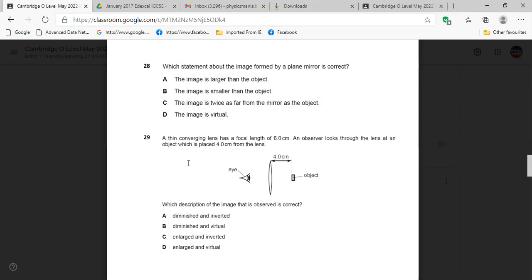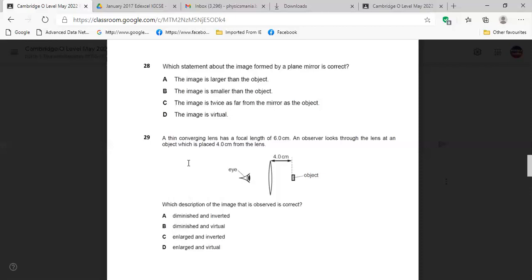Because in a plane mirror, the image should be equal to the object, right? Image and object are equal, right? Then why is B not correct? Same reason, right? The image is twice as far from the mirror as the object. But image distance and object distance are equal. That's why C is incorrect.